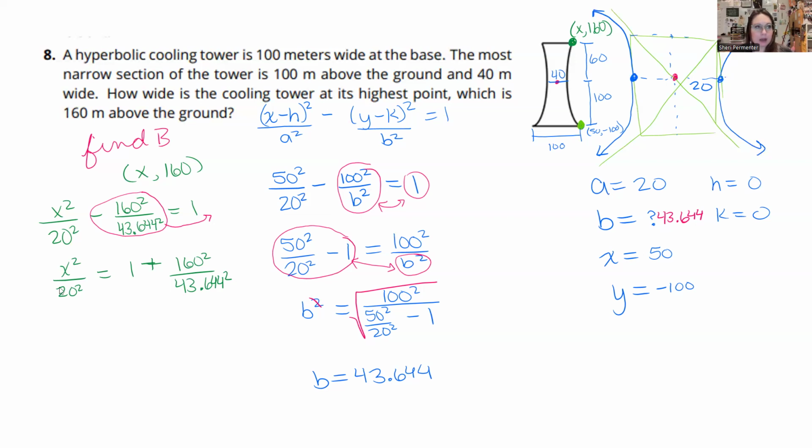I still don't have X by itself. I'm dividing by 20 squared. So when I bring it over, I'm going to have to multiply by 20 squared. So I'm going to bring this over and multiply everything by 20 squared. So I get X squared is equal to 20 squared times 1 plus 160 squared over 43.644 squared. How do I get rid of something that's squared? How do I unsquare something? Square root. So I'm going to square root this whole side.